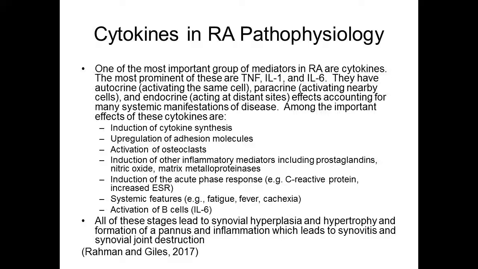They have autocrine effects, activating the same cell, paracrine effects, activating nearby cells, and endocrine effects, activating distant sites, accounting for a lot of the systemic manifestations of this disease. Some of the most important cytokine effects in the pathophysiology of RA include induction of cytokine synthesis, so they all interrelate and signal each other and promote worsening of that inflammatory process.